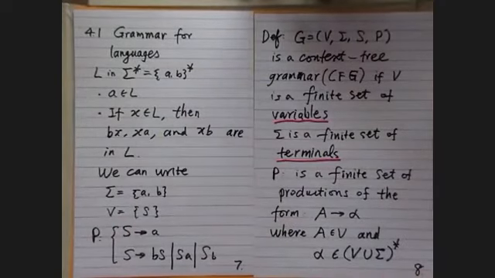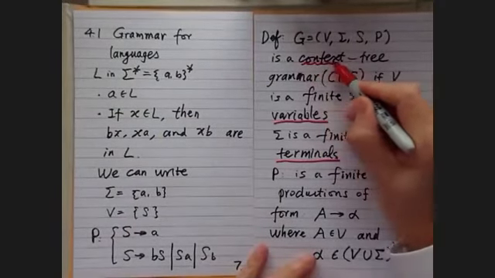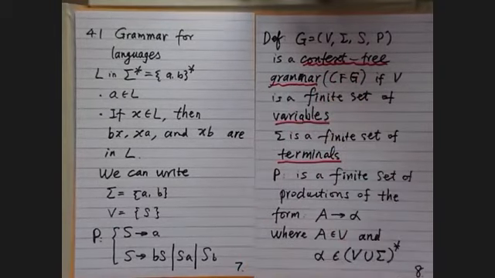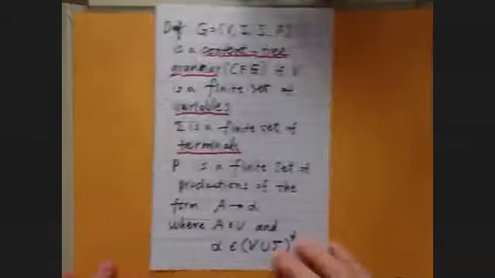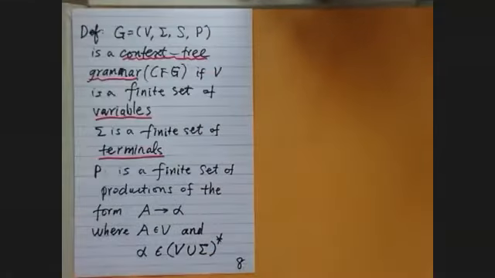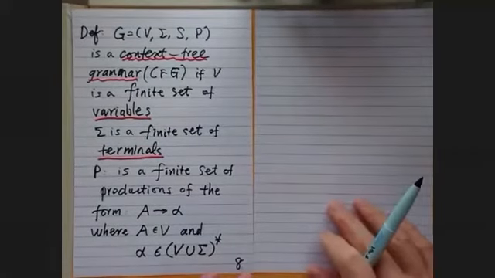So we define a context-free grammar, CFG, that way. So pretty simple, right? And we'll give an example later on, and let's do the context-free grammar, right? And we start to introduce the concept of derive.